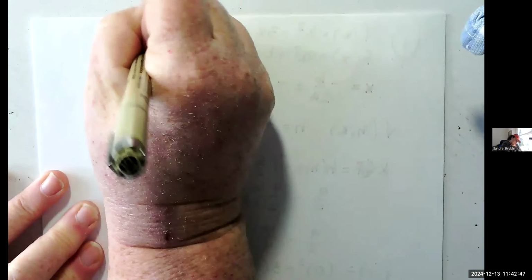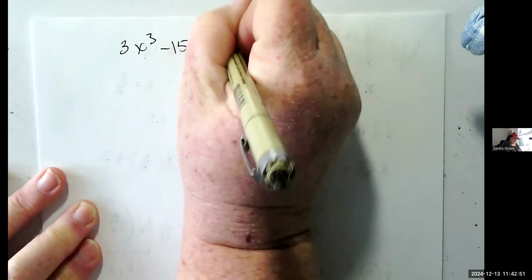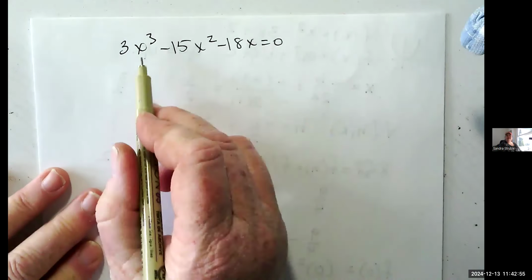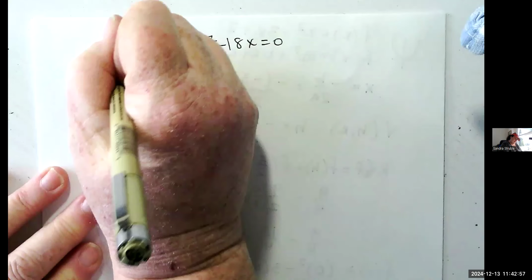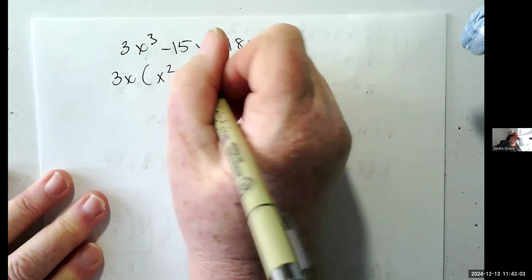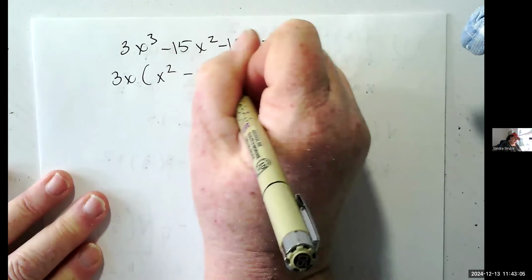All right, we've got 3x cubed minus 15x squared minus 18x is equal to 0. I look to see what they have in common. They have an x in common and they have 3 in common. So I'm going to factor 3x out of this. When I factor from this one, I'm left with x squared minus 5x minus 6.